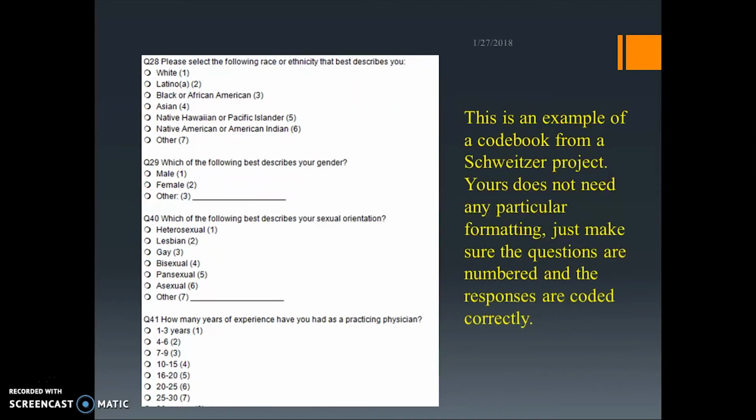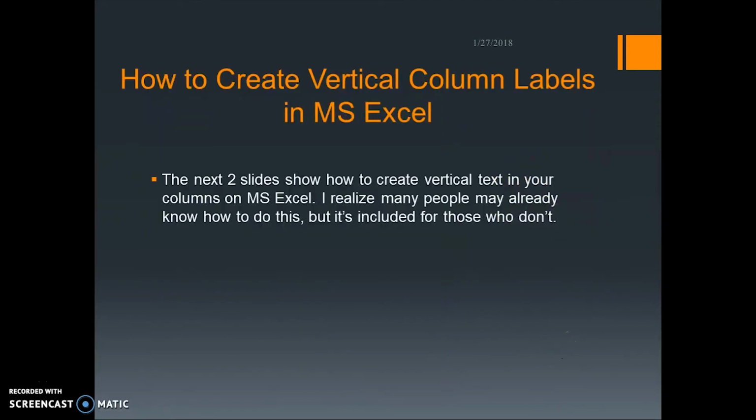All right, so this is an example of a code book from a Schweitzer project I'm advising on. You can see each question is clearly labeled, and then each response has a number that corresponds to the number on the data set. The formatting is not important. You don't have to have certain symbols or anything like that. Just make sure that everything's coded correctly.